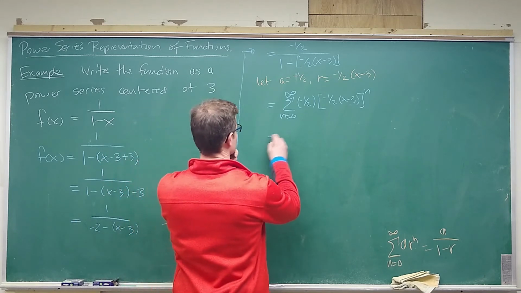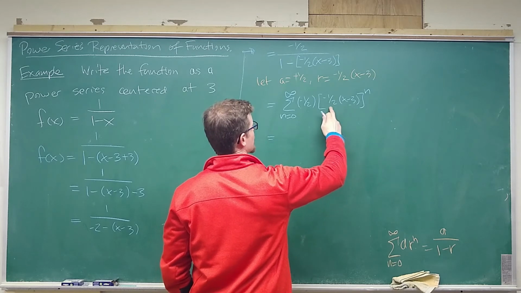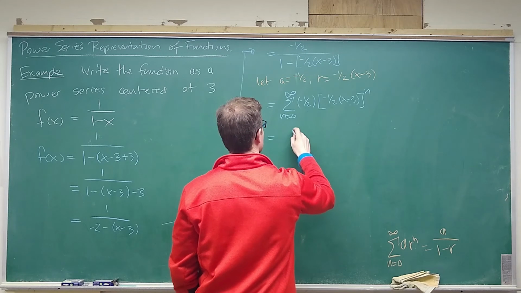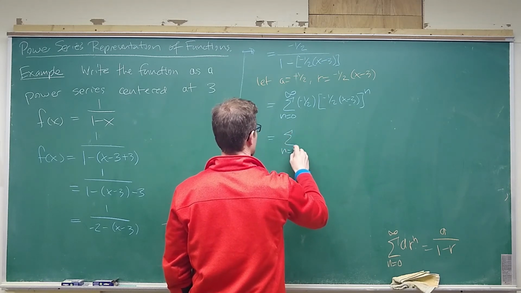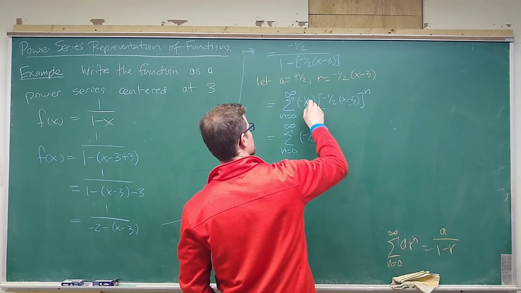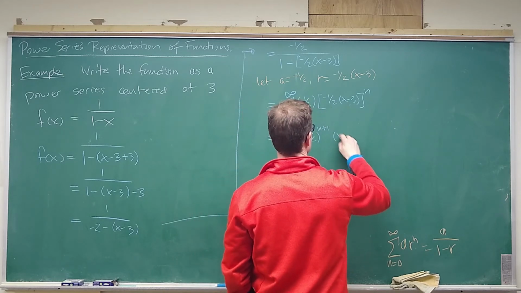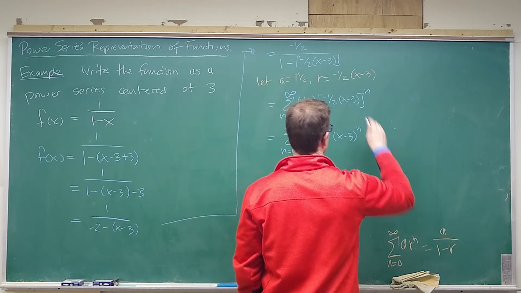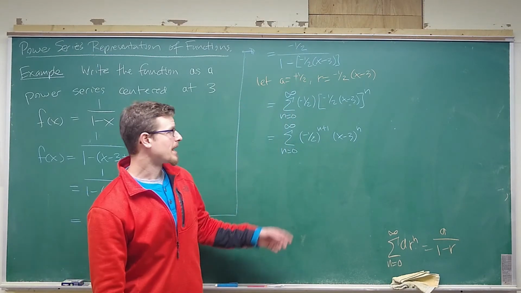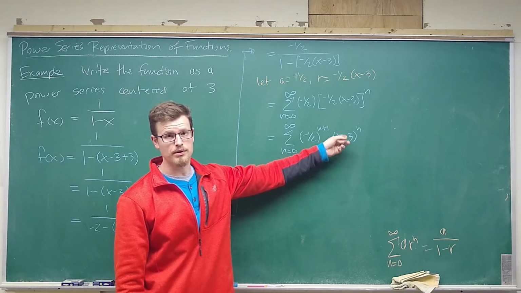If we wanted to simplify it a little bit, we could notice that we have negative 1/2 times negative 1/2 to the n. So here's one factor of negative 1/2, here's n factors. So we have the sum from n equals 0 to infinity of negative 1/2 to the n plus 1 times x minus 3 to the n. So now it's maybe a little bit more clear that we have a power series representation centered at 3.